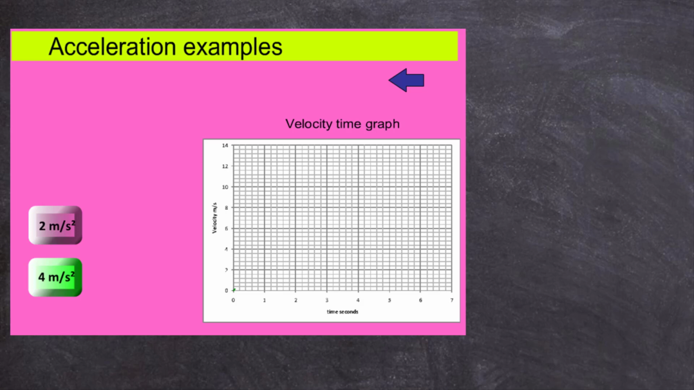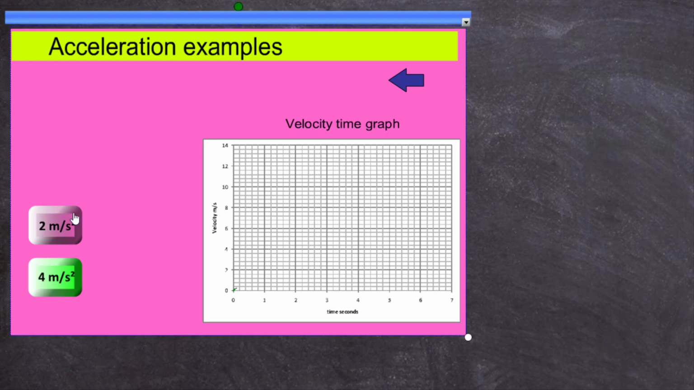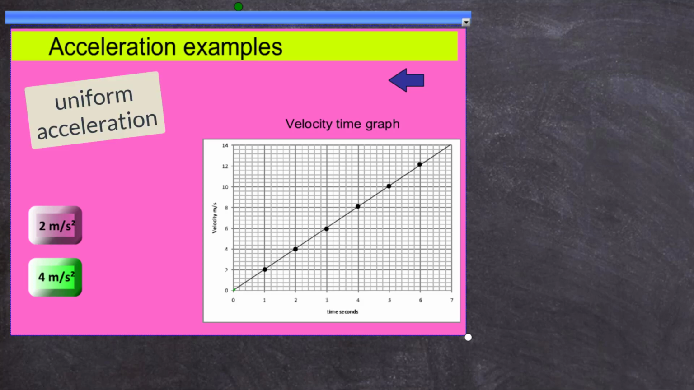Let's look at the acceleration of an object on a velocity time graph with an acceleration of 2 meters per second every second. Now we hit the button and there's an object accelerating. You can see that its velocity is increasing by 2 meters per second every second. The line is a straight line, which means that it's a uniform line, which means that the acceleration is constant. Now that acceleration of 2 meters per second every second is displayed well on that graph.